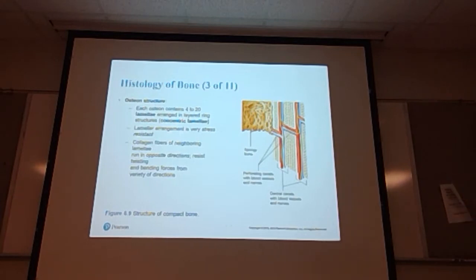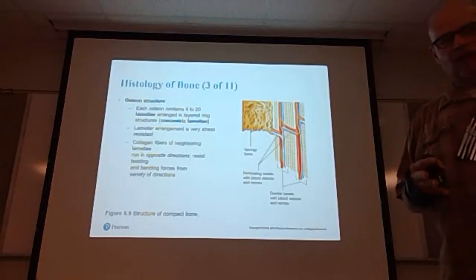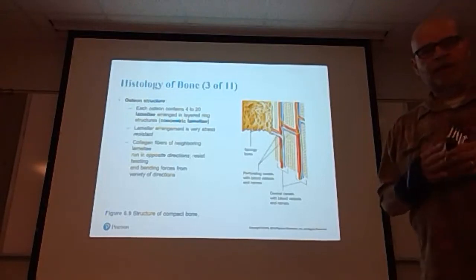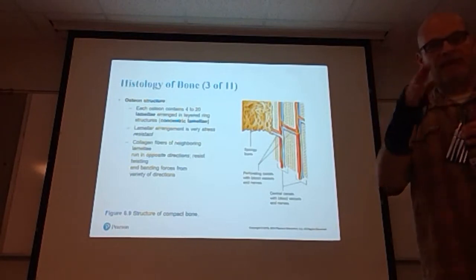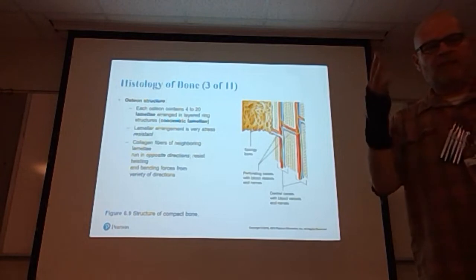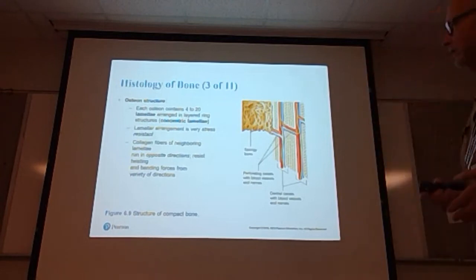The osteon structure of the compact bone gives the stress resistance for the bone. Collagen fibers in neighboring lamellae run in different directions. That is a resist to twisting and bending from various directions. Again, back to my plywood analogy, if you were to cut a section of plywood and take it apart, you will see that the grain of one layer is going this way, but the next layer, or the next lamellae, the grain is running this way. That's what gives plywood its strength, those alternating layers.